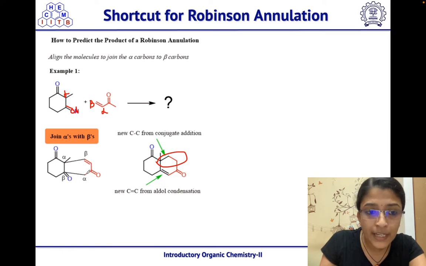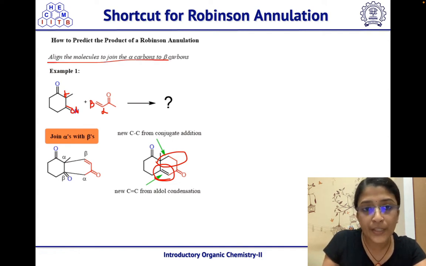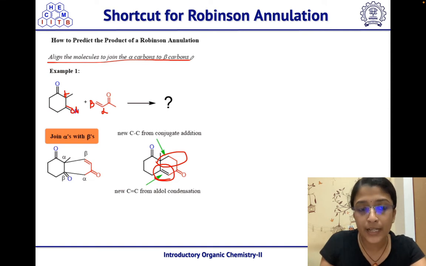And we know that aldol condensation reaction is taking place here. Aldol condensation means the hydroxyl will be removed and we will get an alkene at that position. So the alpha and beta carbons will react in such a way as to give this double bond. We have to keep in mind first that the alpha carbon should align with respect to the beta carbon of the other molecule. Align the molecules to join alpha carbons to the beta carbons.